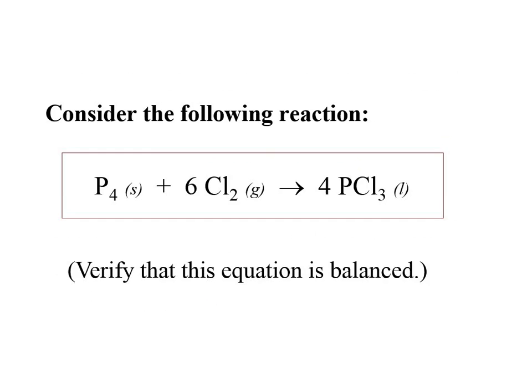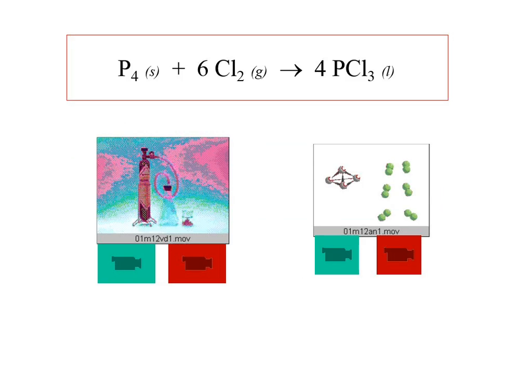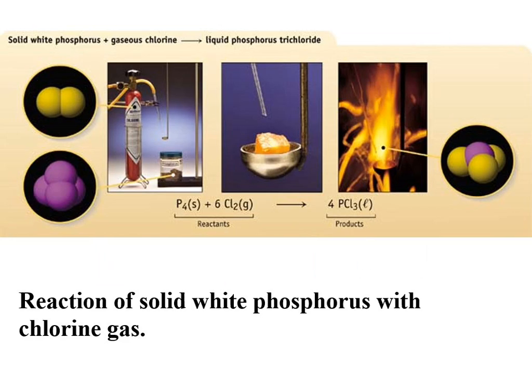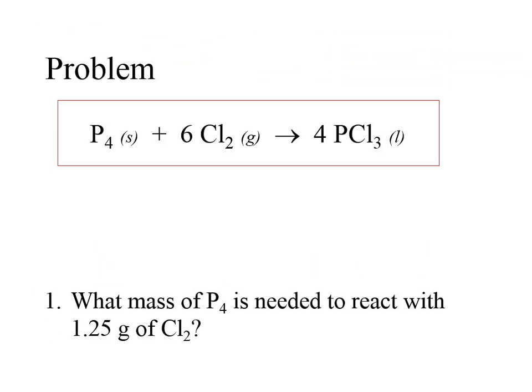All right, so we looked at this one before. Seems like some deja vu slides, right? P4 reacts with Cl2 to form PCl3 in this way. So this is balanced with coefficients of 1, 6, and 4, across the board. And we looked at those videos successfully recently, so that's good. It's highly exothermic. A lot of energy released. So let's do a stoichiometric calculation with this one.